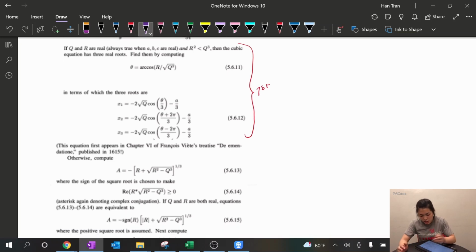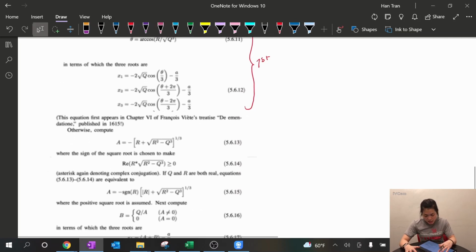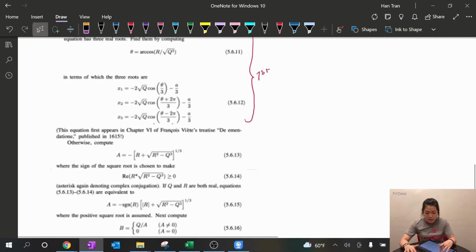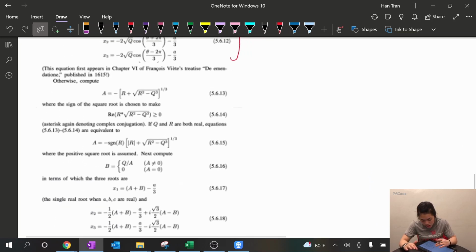Now, if R squared is not less than Q cubed, what's going to happen is we are going to have to move on down to here.